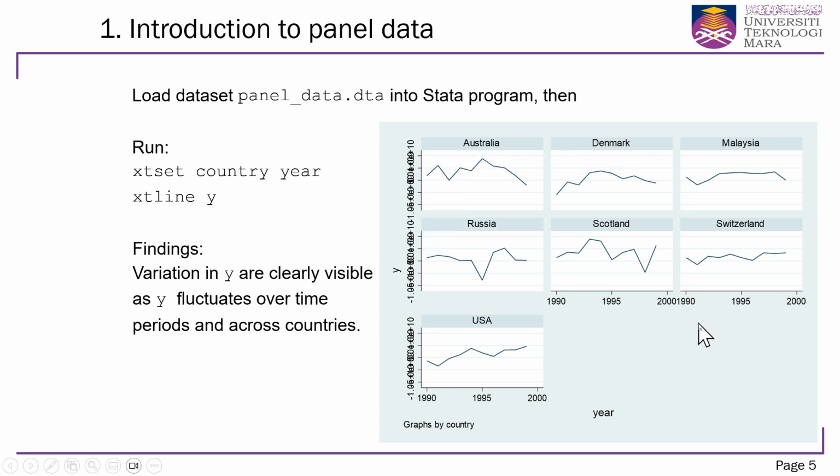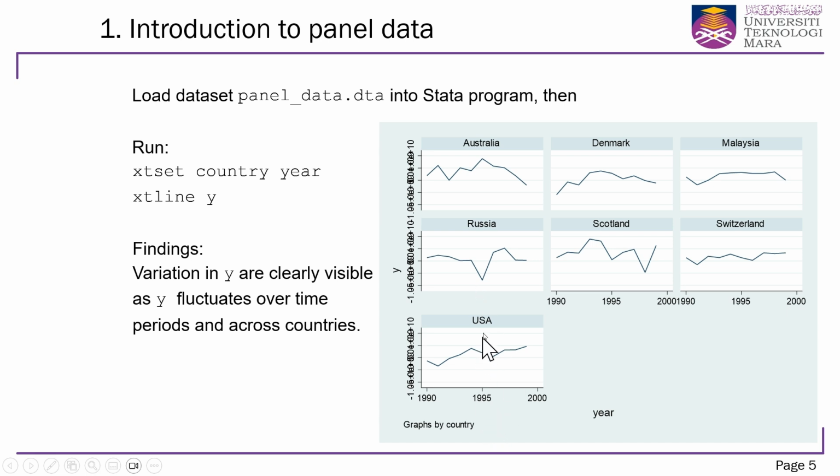So what we are going to look at here is that for variable y in our data set, we can clearly see the fluctuations of y across time periods, because this is the year on the x-axis. You can see here 1990 until 2000. For each and every country here, you can see variable y has fluctuations across time periods. And when you compare between different countries, for example, Australia and Russia, you can also clearly see there are fluctuations in y for Australia and Russia and for other countries as well.